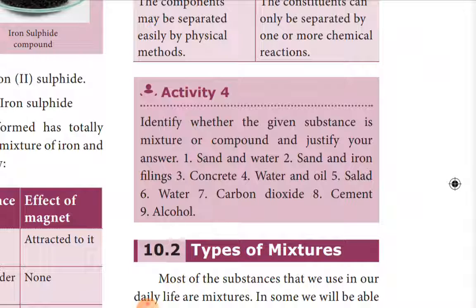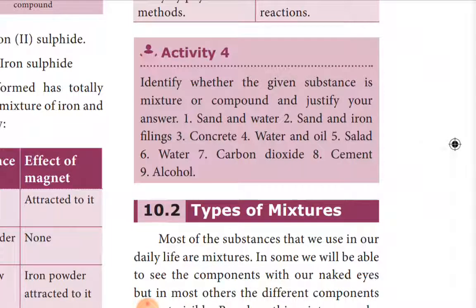For example, take sand and water. In sand and water, the sand can be easily separated from water. We can separate sand from water using the filtration method, a physical method. So it is a mixture. And say sand and iron filings. Sand and iron filings also form a mixture.